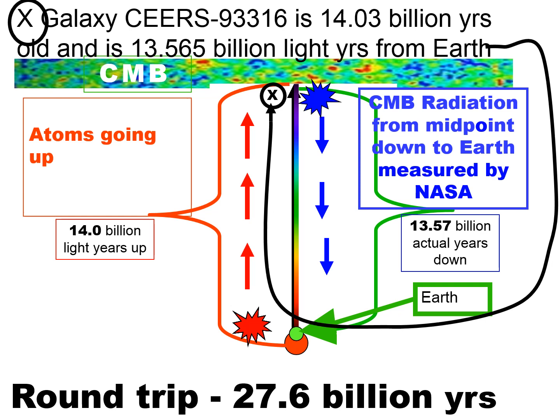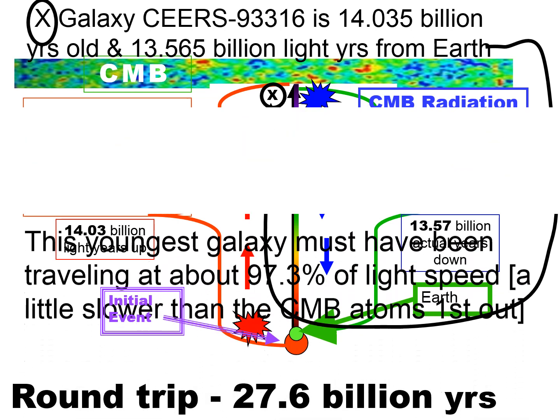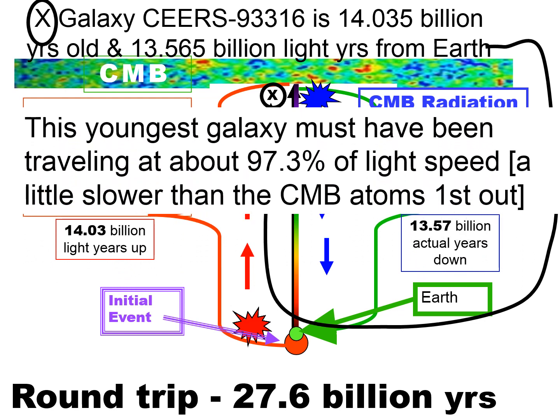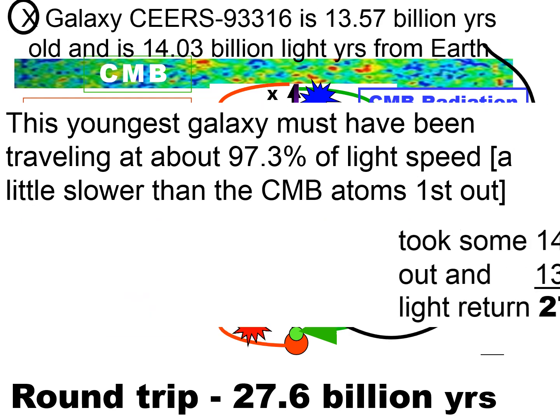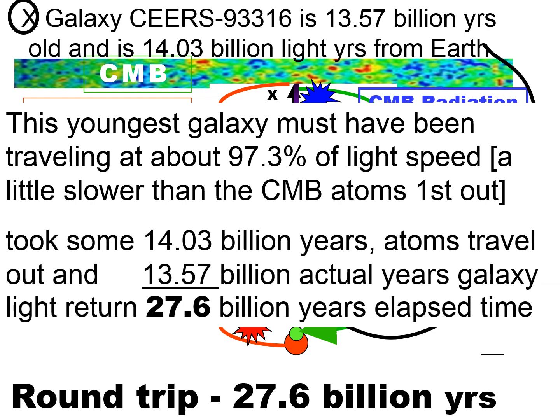Cosmologists really do not know how long it took to form galaxies, nor the mechanics of formation. We'll discuss it later. This youngest galaxy must have been traveling at about 98% of light speed, a little slower than the first CMB atoms out, and took 14 plus billion years to go only some 13 plus billion light years distance, a 27.6 billion year round trip, the age of all atoms.